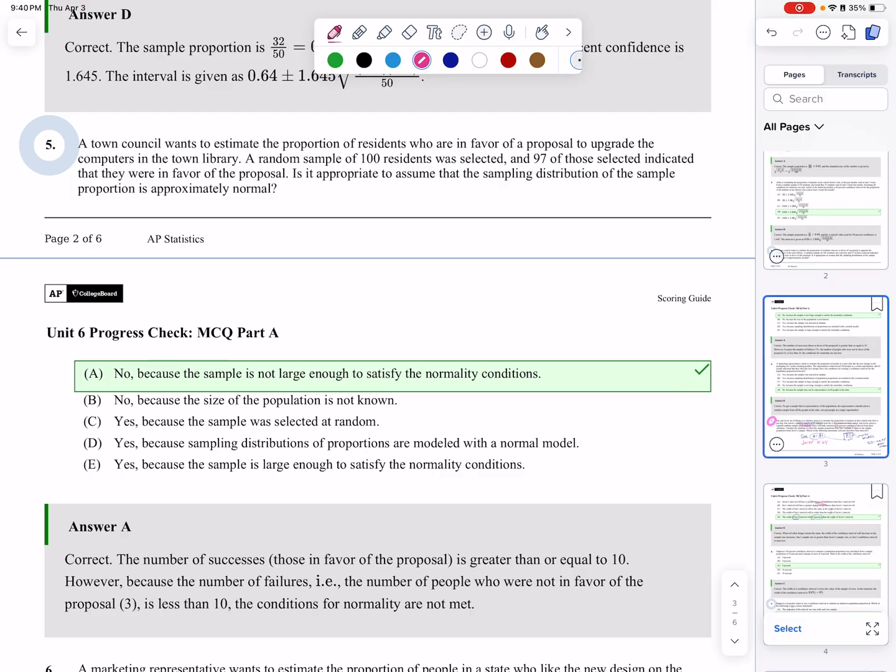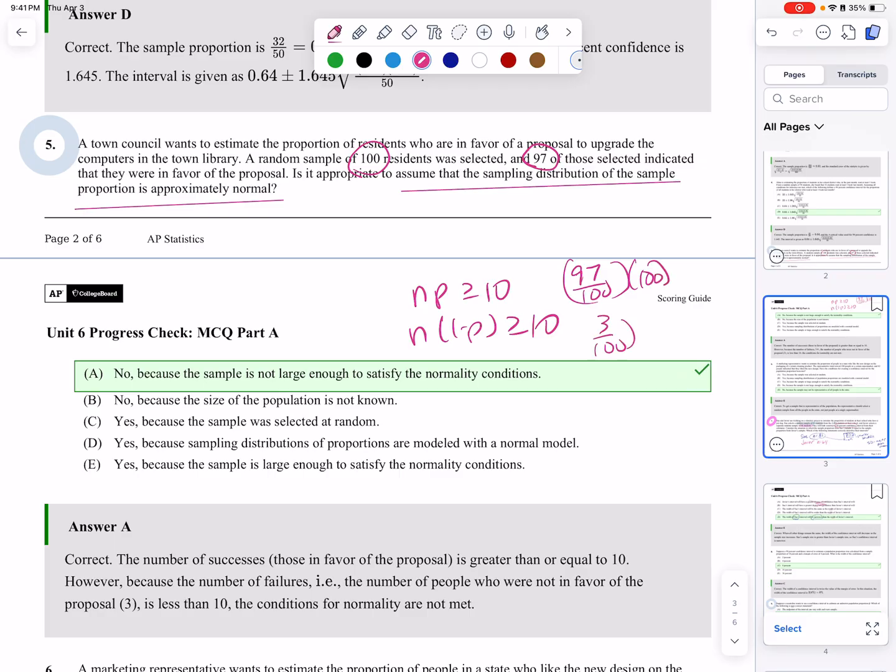This one asks, is it appropriate to assume the sampling distribution of the sample proportion is approximately normal? For normality, remember, I need np greater than or equal to 10 and n(1 minus p) greater than or equal to 10. You can see I have 97 out of 100. That one's going to be okay because 97 over 100 times 100 is obviously going to be 97, but the other one's going to be 3. So that's the problem, that is not bigger than 10.